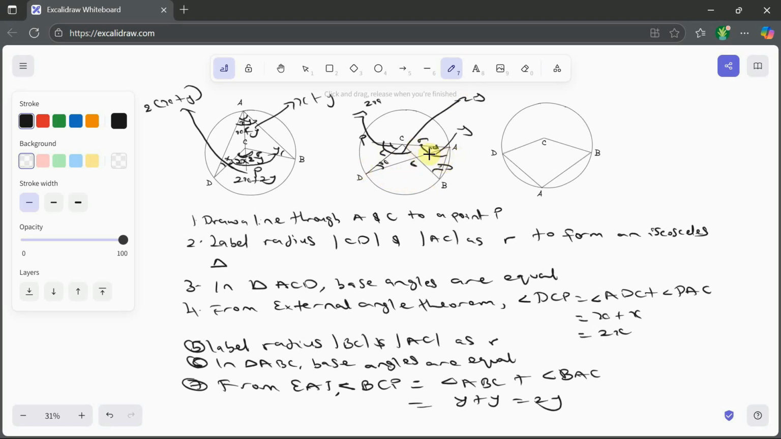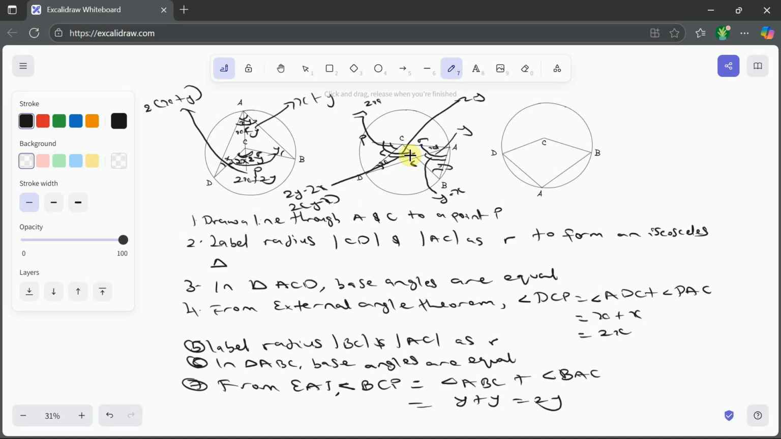If this entire space is y and this small part is x, that means this space here is going to be what? y minus x. Same thing too. If this entire space is 2y and this small space is 2x, then this small part here is going to be 2y minus 2x. So I could factor out and say 2 open brackets y minus x.